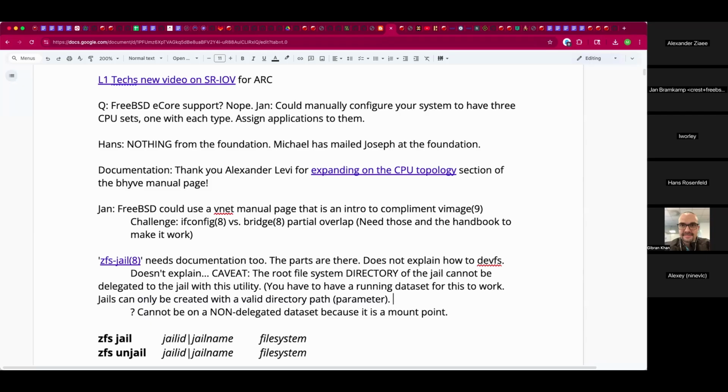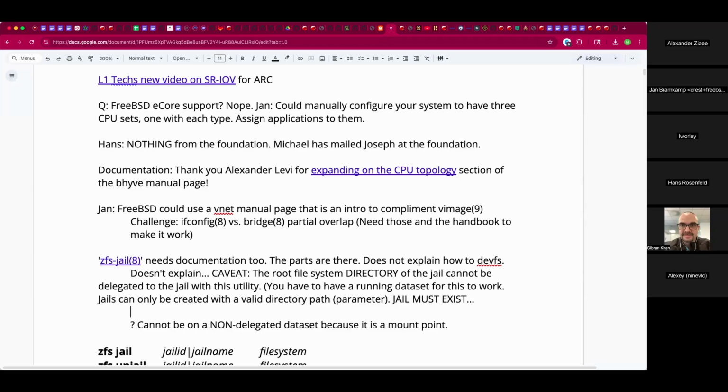And what happens normally if you mount a dataset on the host into a jail? If you just mount it, it's fine. It's totally usable, except that the jail cannot use the ZFS command on it. This is about allowing the jail to take its own snapshots and use ZFS send and receive and so on.